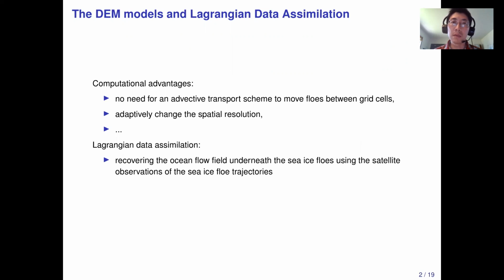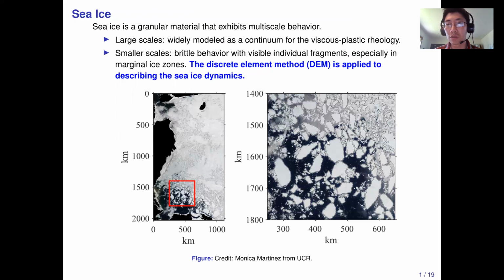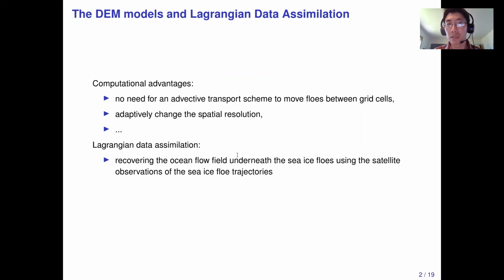With these DEM models, we also want to do some data assimilation. Because our focus is on modeling each of these floes, our coordinate will be the Lagrange coordinates instead of the Euler coordinate as in the traditional models. So the associated data assimilation is called Lagrange data assimilation. In addition to recovering the velocity field of these sea ice floes, we are also interested in recovering the ocean flow field underneath the sea ice floes.